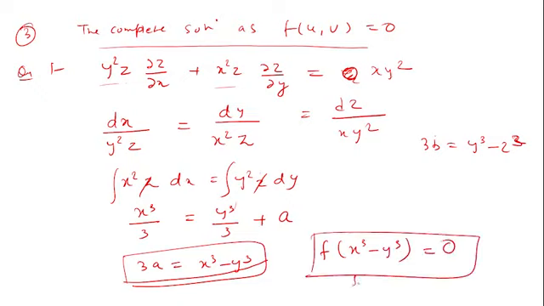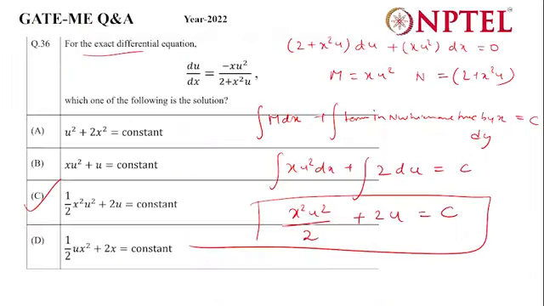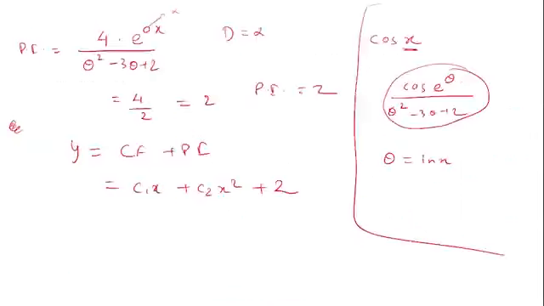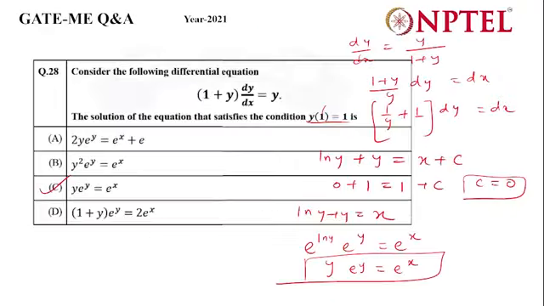That is your solution. Suppose this was not 0, and by solving one more subsidiary equation you got this term, then your answer would be f of x cube minus y cube, comma, y cube minus z cube, is equals to 0. Okay. Now we will go back to that question.